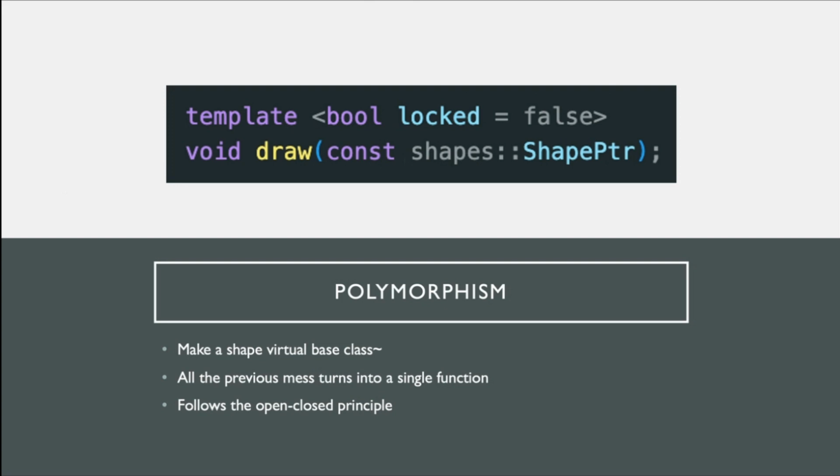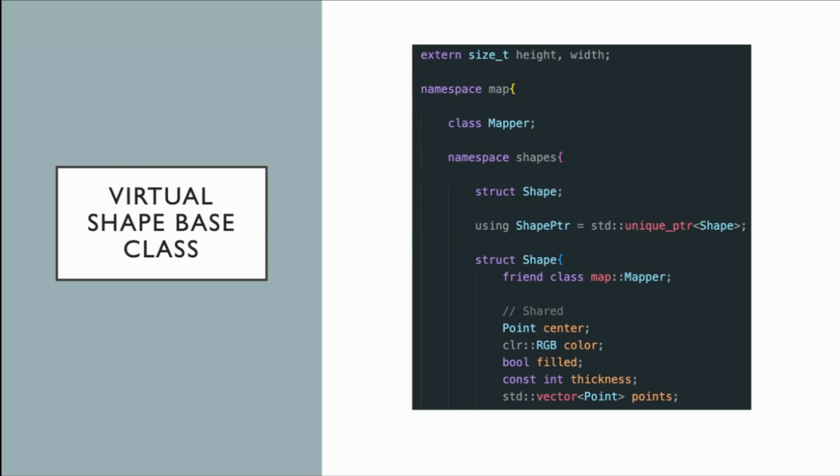That's polymorphism, right? So I could just have a single function called draw that takes in a shape pointer. It's a shape virtual base class, or I don't know how the order of these words should be, virtual base shape class, virtual shape base class. I don't know. So all these previous functions turn into this kind of neat single function, which also follows the open close principle. So it's closed for modifications, but open for extension. Right. So you can make your own shape class that inherits from the virtual base class, and that would work.